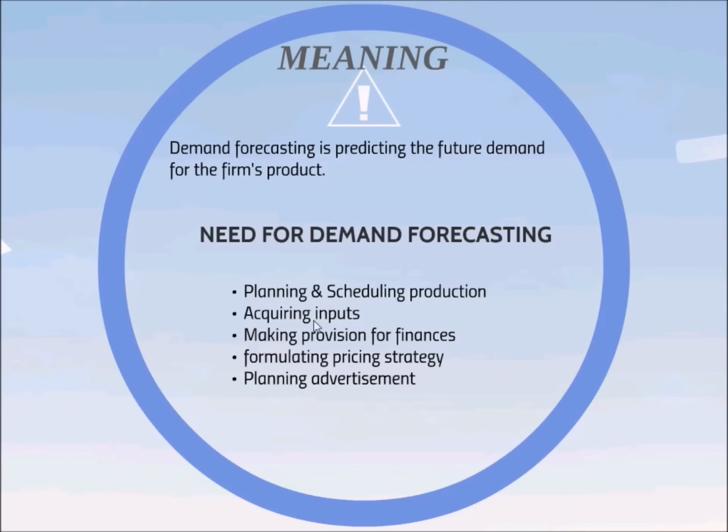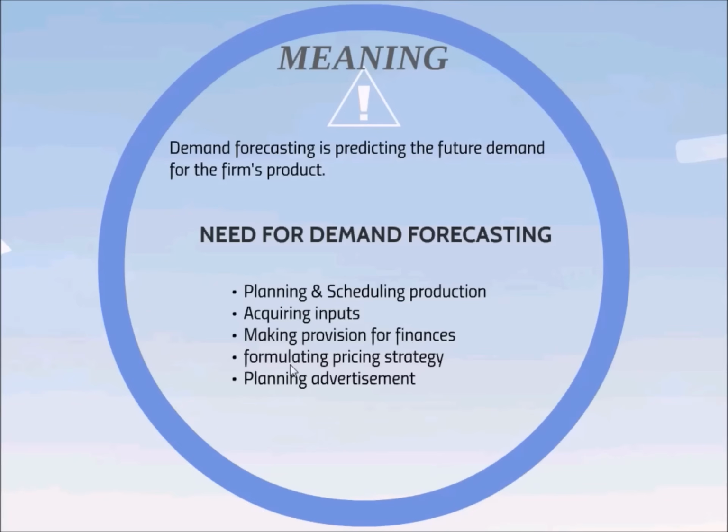The next importance is that it also helps in acquiring inputs. That is, if we know what the future demand for the product will be, we'll know the quantity of inputs we have to order to get the product made. The next importance is that it also helps in making advanced provisions for the finances. If we know what the demand of the product will be in the future, we will also know what finances we need, and accordingly we can arrange for the finances.